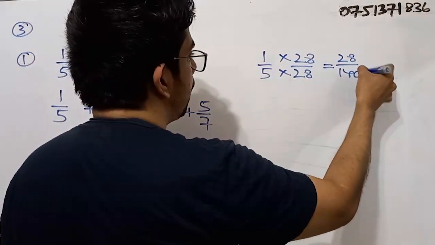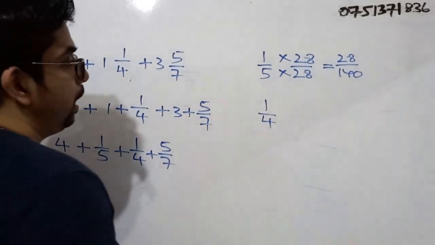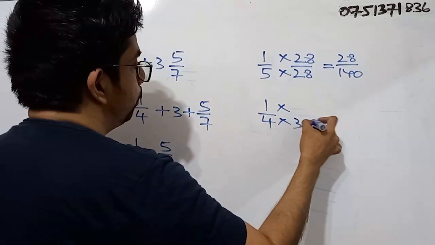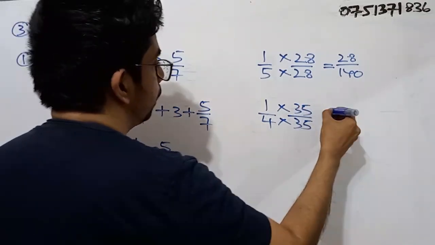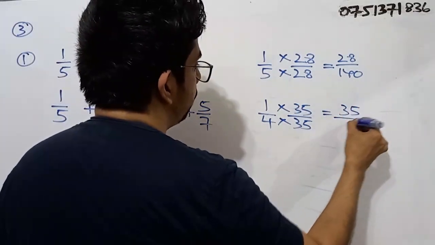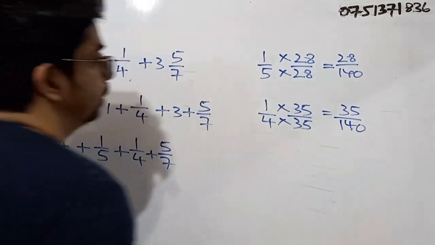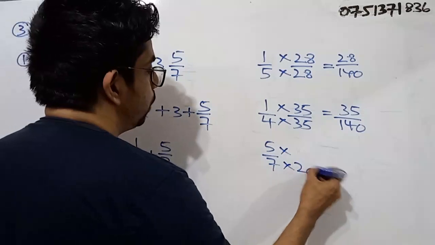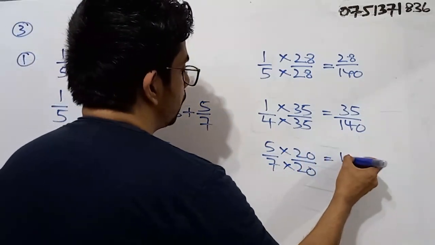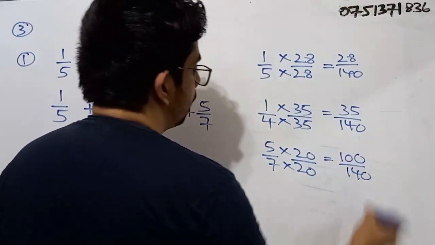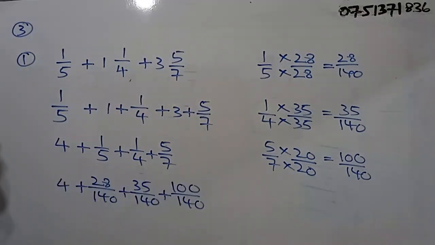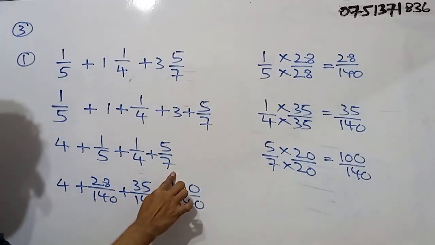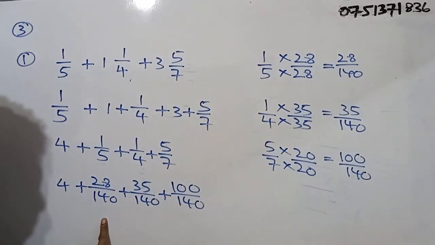28 by 140. Okay, so next we have 1 by 4 or 1/4. We have to multiply both by what? 35. So this becomes what? 35 by 140. Next we have 5 by 7. So we have to multiply both numerator and denominator by 20. So this becomes 100 by 140. Right. Now I can write each of these three fractions in their equivalent fraction form.